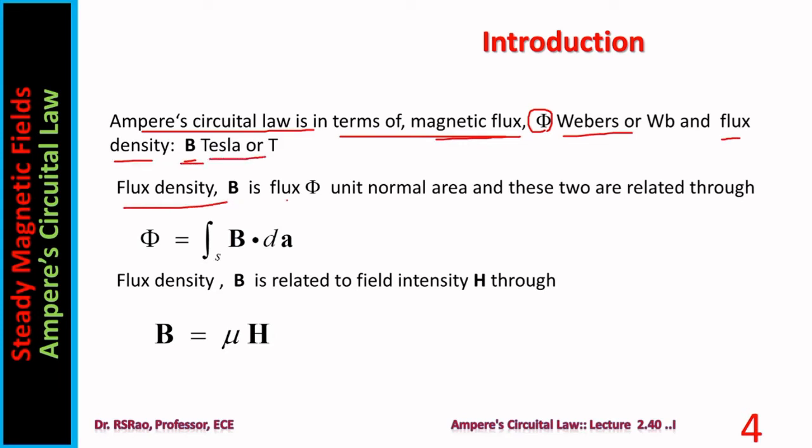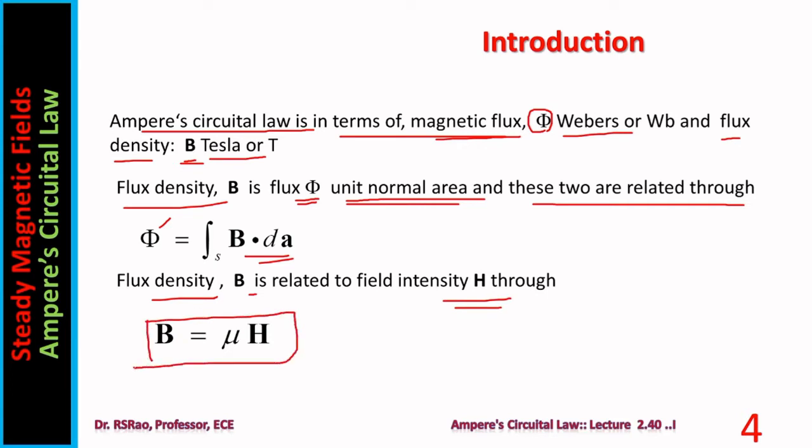Flux density B and flux are related. Flux density B is flux per unit normal area, and hence these two are related through phi equal to integral B dot dA. Flux density B is also related to field intensity. That relation is B equal to mu H. It is very much similar to the electrostatic case, that is D equal to epsilon E. Static magnetic fields run parallel to static electric fields. So many relations are very much similar in both fields, electrostatics and static magnetic fields.